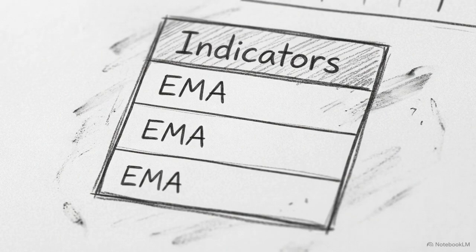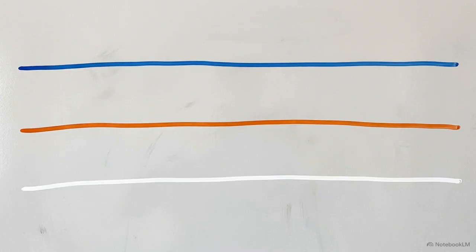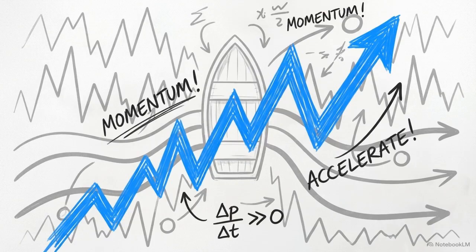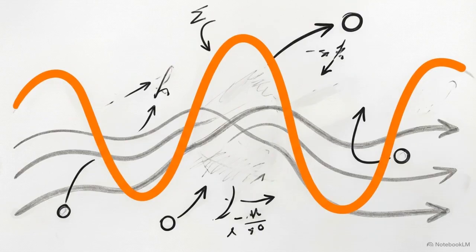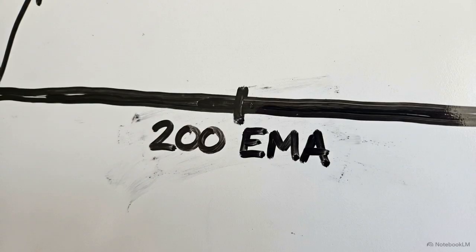Step 1. Go to your Indicators tab and add 3 separate EMAs to your chart. Configure their period lengths to 21, 50, and 200, and assign a distinct color to each line. Each length serves a specific purpose. The 21 period tracks aggressive short-term momentum. The 50 maps medium-term swing trends. The 200 is your institutional baseline. We start with the 200 EMA because it dictates your absolute market bias.